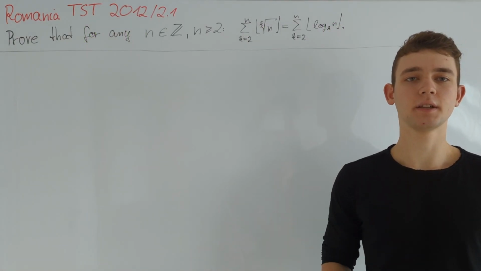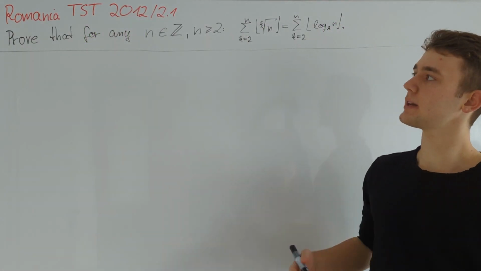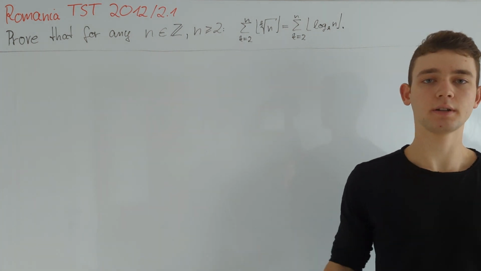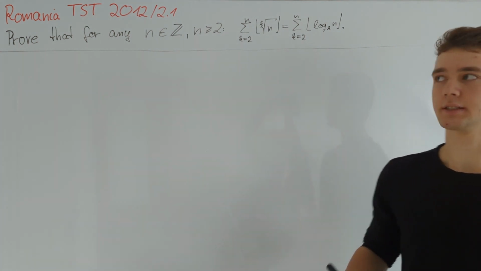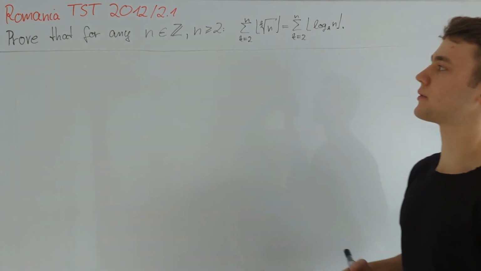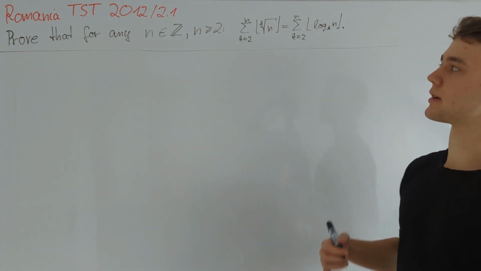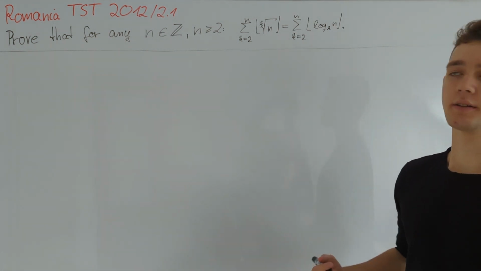Hey guys, in this video I will present a solution to Romania Team Selection Test 2012 Day 2 Problem 1. The problem is as follows. We shall prove that for any positive integer n greater than or equal to 2, the following identity holds.